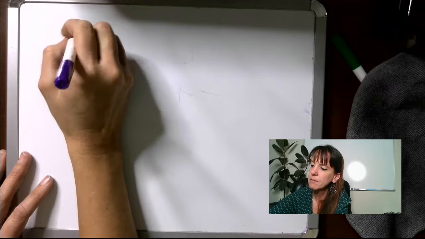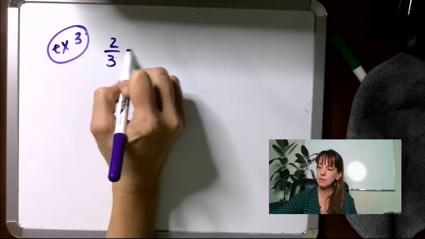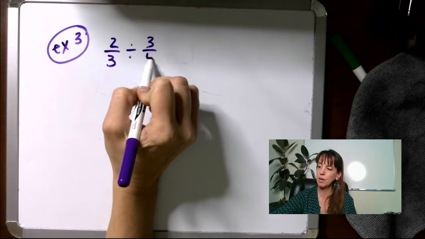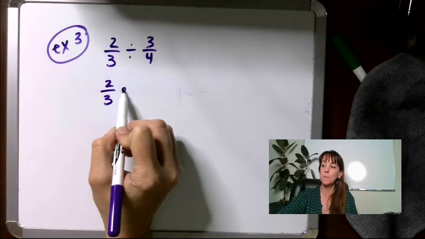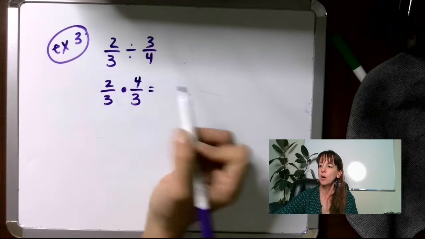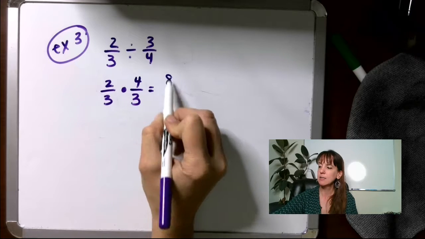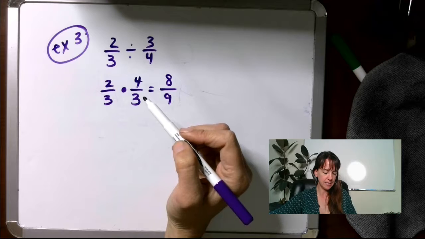Number 3, example number 3. This is going to be 2/3 divided by 3 over 4. Again, we keep that first one, and instead of divide, we multiply by the reciprocal, which means we flip that guy around. When we do that, we get 8 over 9. 2 times 4 is 8. 3 times 3 is 9.